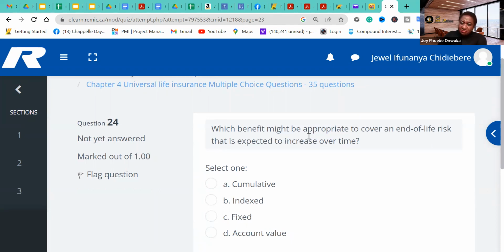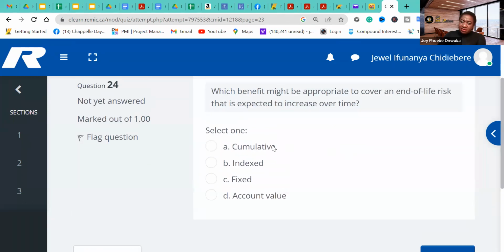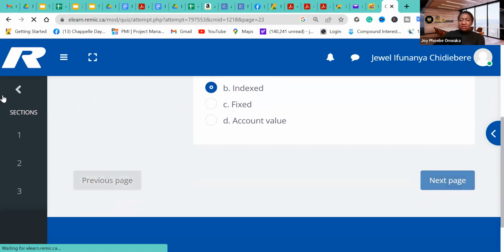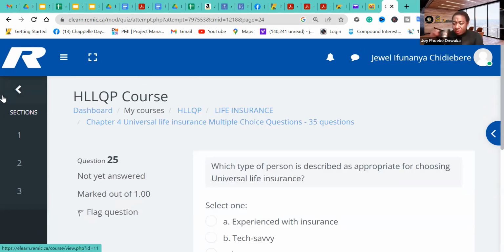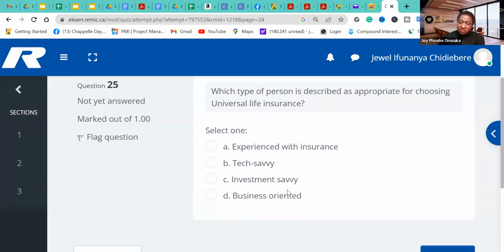Which benefit might be appropriate to cover end-of-life risk that is expected to increase over time? Cumulative, index, fixed. It's index. Which type of person is described as appropriate for choosing universal life insurance? Experience with insurance, tech savvy, investment savvy, business oriented. I would say investment savvy.